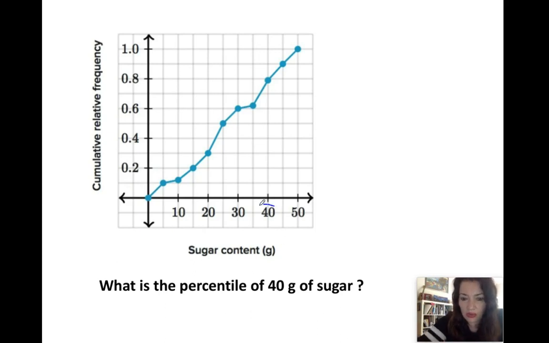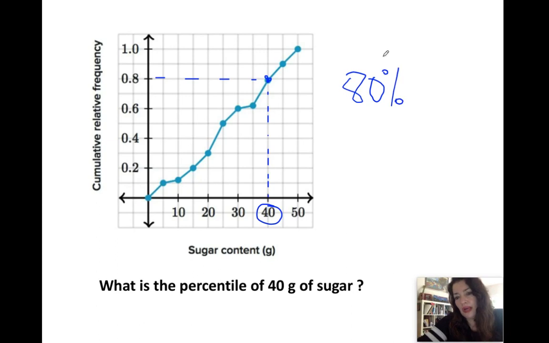Well, you can see on the graph that 40 grams is right here. If I want to know what percentile 40 grams is, I can just draw a line up to see where that is, and it is right here. If you go across, you notice that that is 0.8. And remember, this is a cumulative relative frequency. 0.8 represents 80%. So this is the 80th percentile.